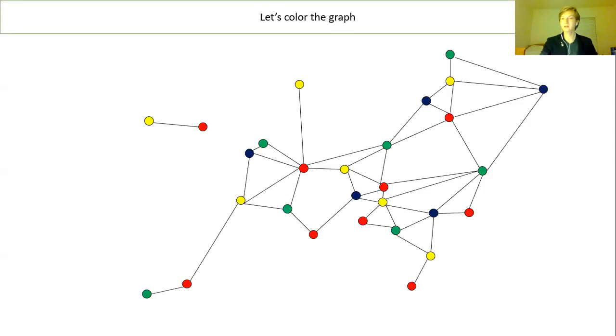So now let's color our graph from the Europe map. As you can see, I was able to color this map in 4 colors. My colors are yellow, red, blue, and green. And you can check that no two yellow are connected, no two green are connected, no two blue are connected, and neither are two red connected.